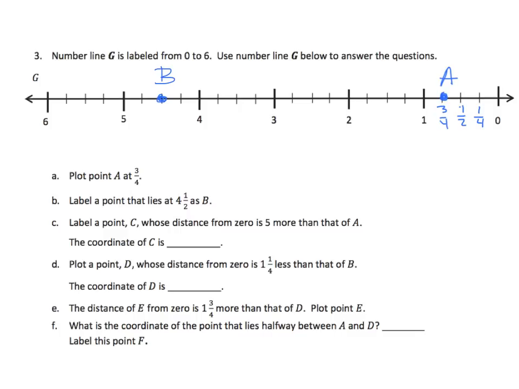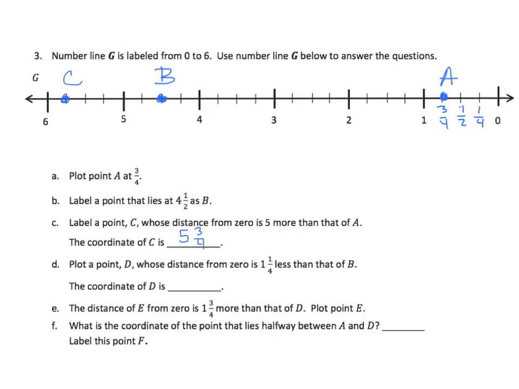Continuing, label a point C whose distance from 0 is 5 more than that of A. That means 5 whole units. So I'm going to start at A. I'm going to go up 1. 3/4 plus 1 is 1 3/4, plus 2 is 2 3/4, plus 3 is 3 3/4, plus 4 is 4 3/4, plus 5 is 5 3/4. We'll label that C. And the coordinate we'll write in the blank here is 5 3/4.